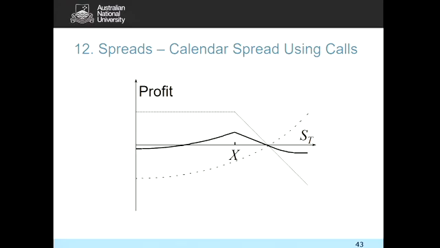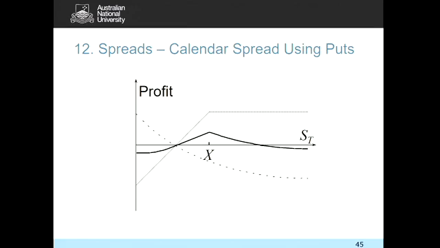And again, if prices don't move much, that's where you'll make your money with a calendar spread using calls, and exactly the same thing with puts. Sell one with a certain exercise price, buy one with the same exercise price, but a longer term to maturity.